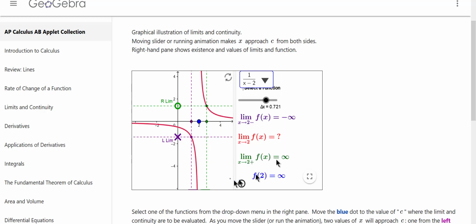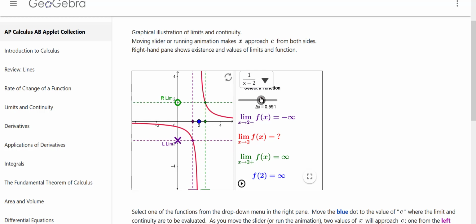Here's another situation I'm going to go ahead and show you. This is the graph of 1 over x minus 2. You actually have a vertical asymptote here. So what will happen is, let's look at the right-hand limit. Okay, the right-hand limit's in green. So watch the green bar.